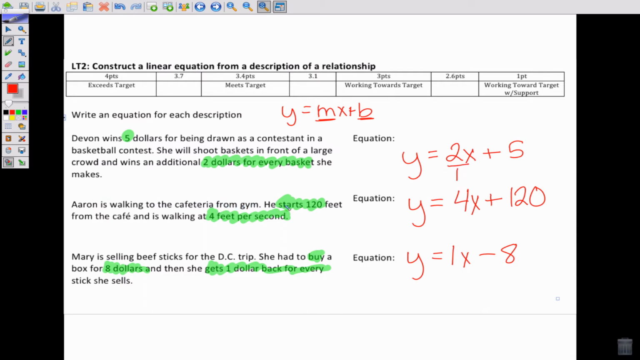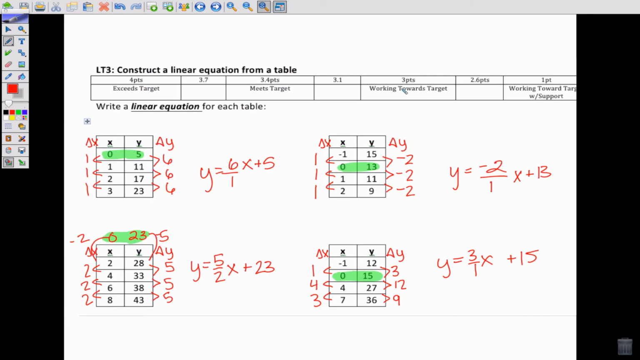Aaron is walking from the cafeteria. He starts at 120 and he's walking at 4 feet. So this would be negative 4 over 1 x. 4 feet per second over 1 second. So every 1 second he walks 4 feet. And then finally, Mary is selling beef sticks. She spends negative $8, and then she gets back $1 for every beef stick she makes. Okay? Give yourself a score there, depending on how you did. And we'll move on to constructing linear equations from tables.